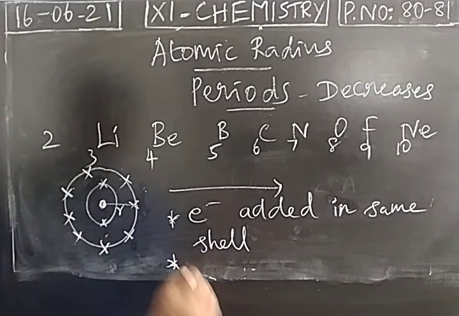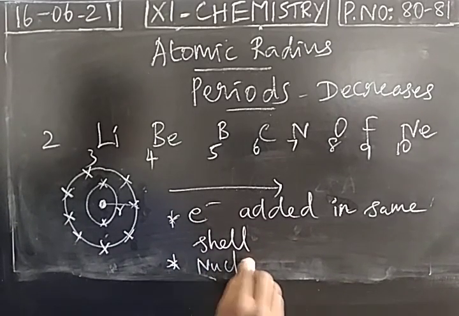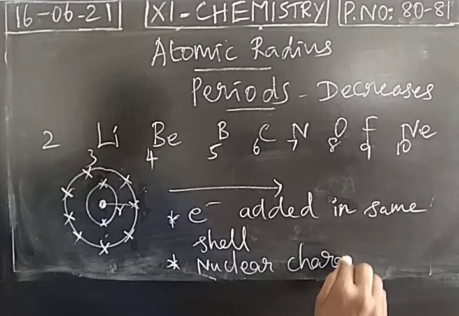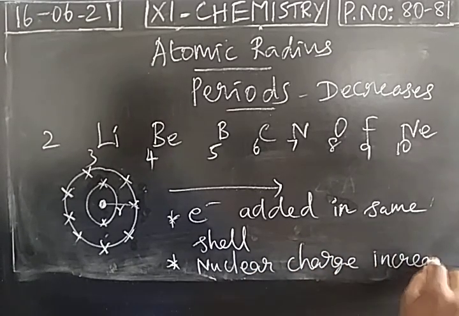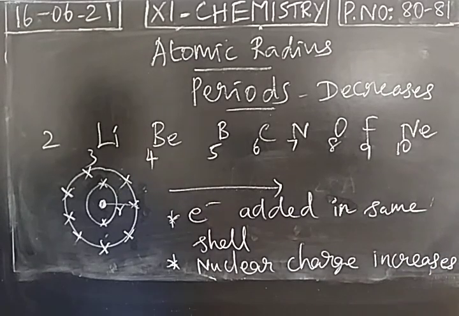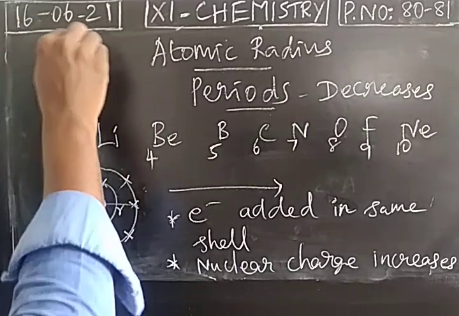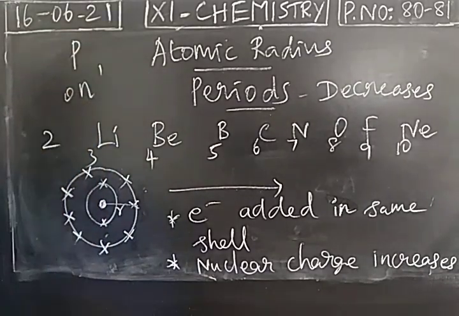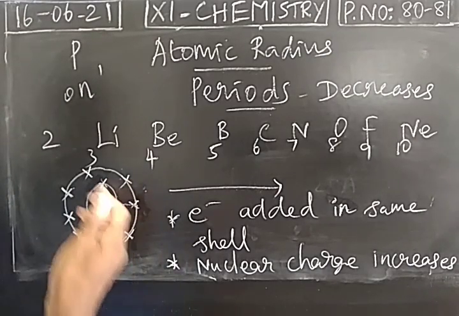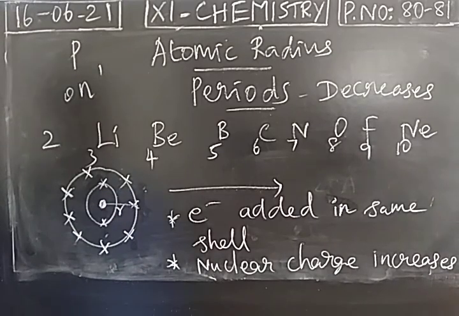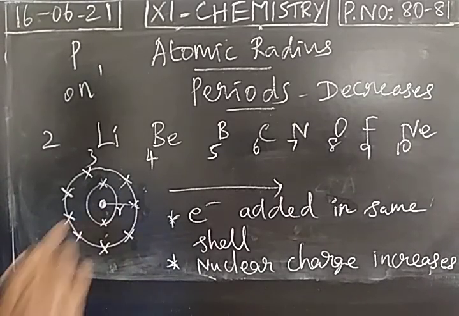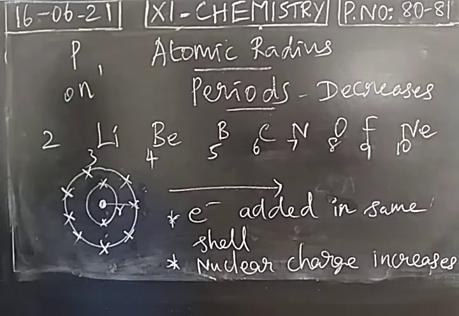At the same time, nuclear charge increases. What is nuclear charge? It's nothing but number of protons. Nucleus has 2 types of particles. One is proton, another one is neutron. Proton is a positively charged particle. Neutron is a chargeless one. So overall, nucleus charge is positive. Nucleus is positive because of positively charged protons.